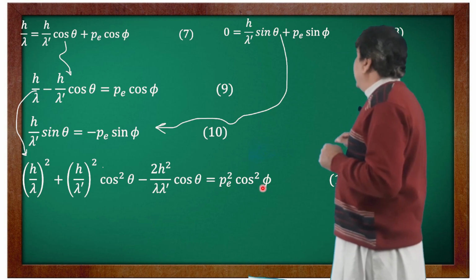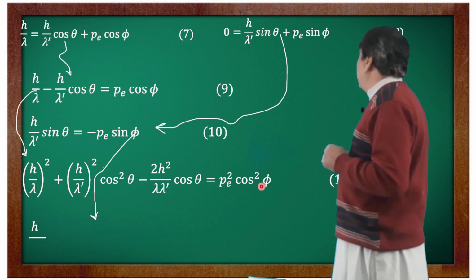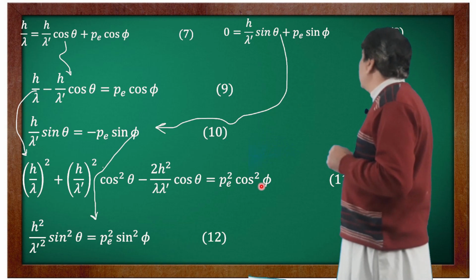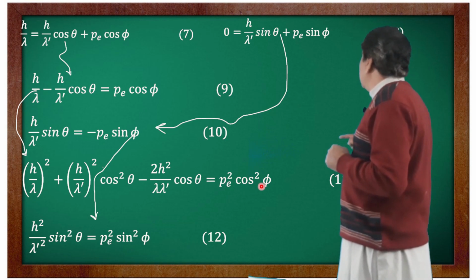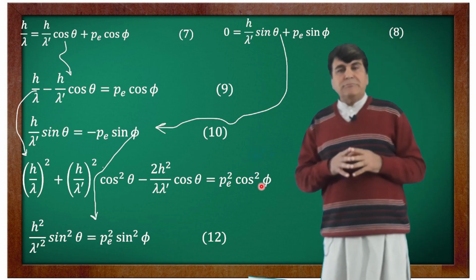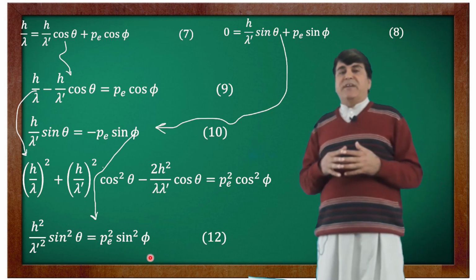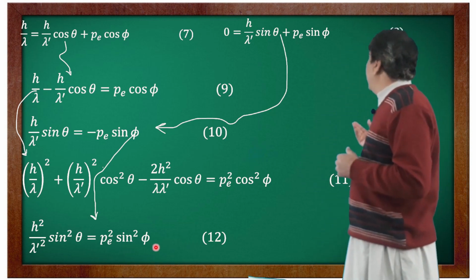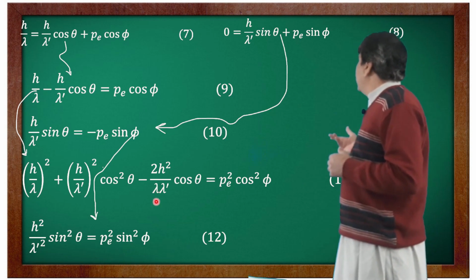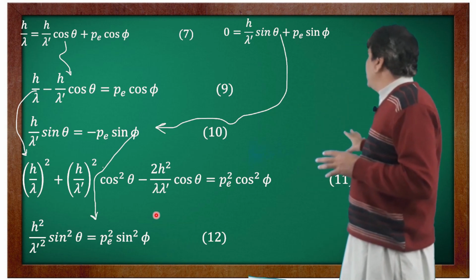I can write it as (h/λ)² + (h/λ')² − 2h²/(λλ') cos θ = p_e² cos² φ. And squaring equation 10, it can straight away be written as h²/λ'² sin² θ = p_e² sin² φ. I denote these two results as 11 and 12.